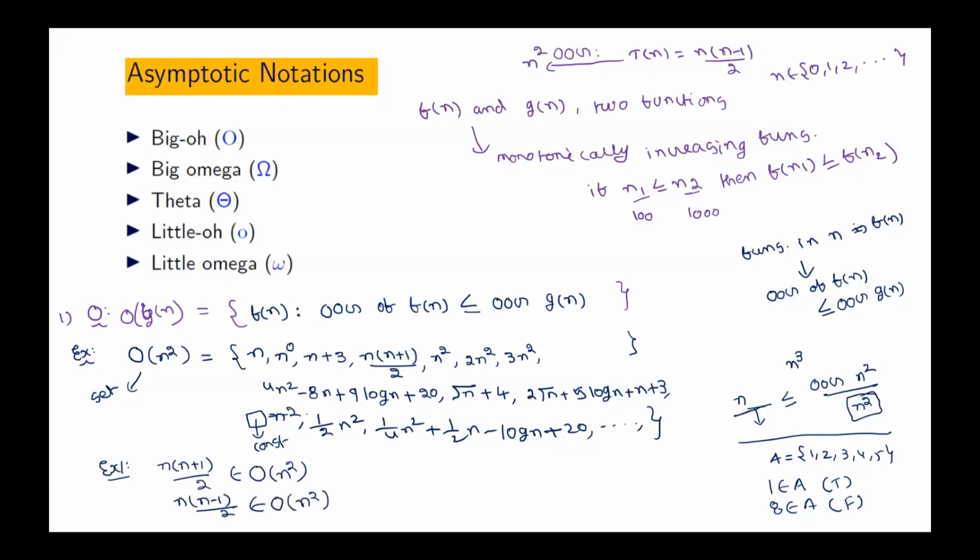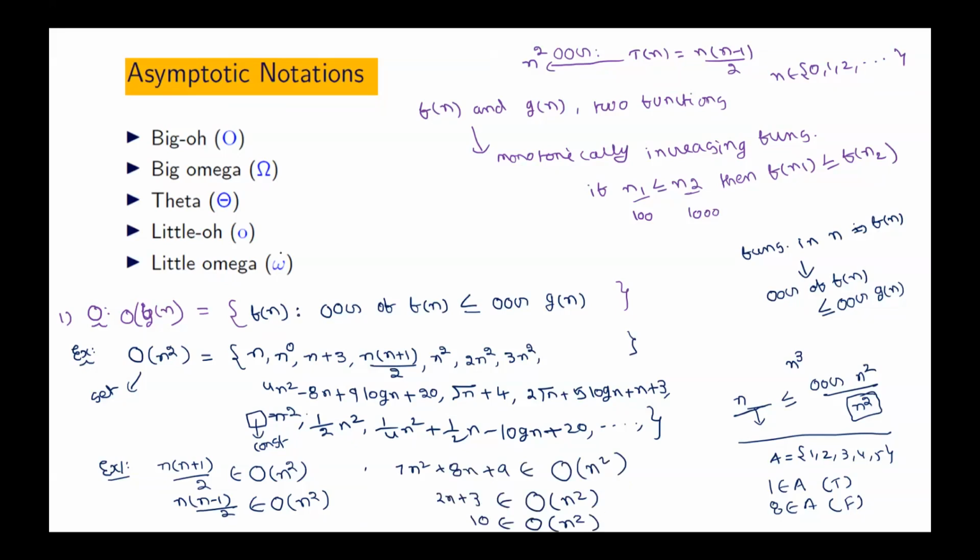Is that true? Yes, sir. Similarly, 7n square plus 8n plus 9 belongs to big O of n square. Is that true? Yes. 2n square plus 3n belongs to big O of n square. Is that true? Yes. 10 belongs to big O of n square. Is that true? Yes.